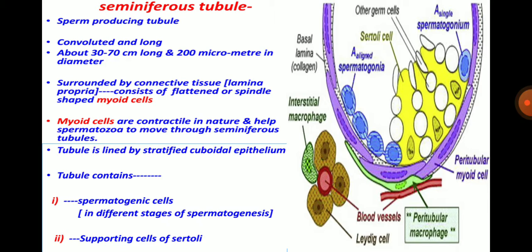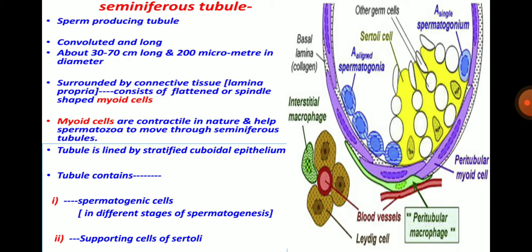So here you can also mention that the sperm producing tubules, called seminiferous tubules, are highly convoluted and long, about 30 to 70 centimeters long and 200 micrometers in diameter. These are surrounded by connective tissue called tunica propria, which consists of flattened or spindle shaped myoid cells. You can see the purplish colored myoid cells clearly in the slide.